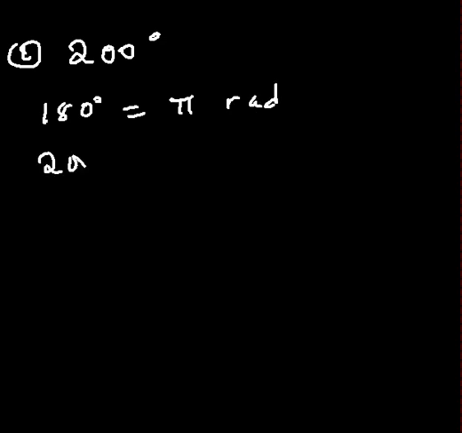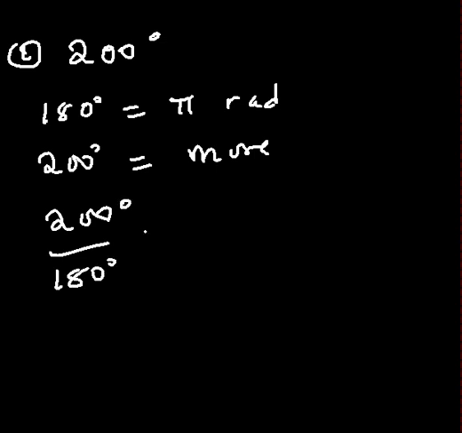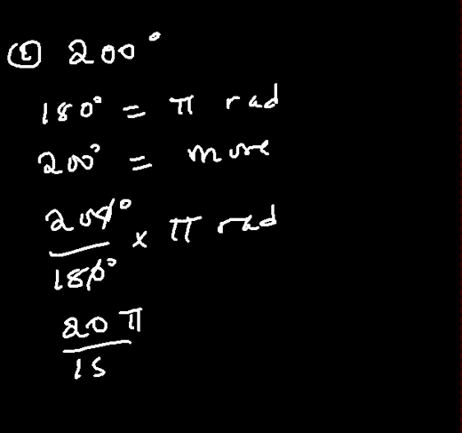How about the 200 degrees? So in this case, we'll have 200 divided by 180 degrees times pi rad. So in this case, we'll have 200, and this zero and this zero cancel. We'll have it as 20 pi divided by 18.